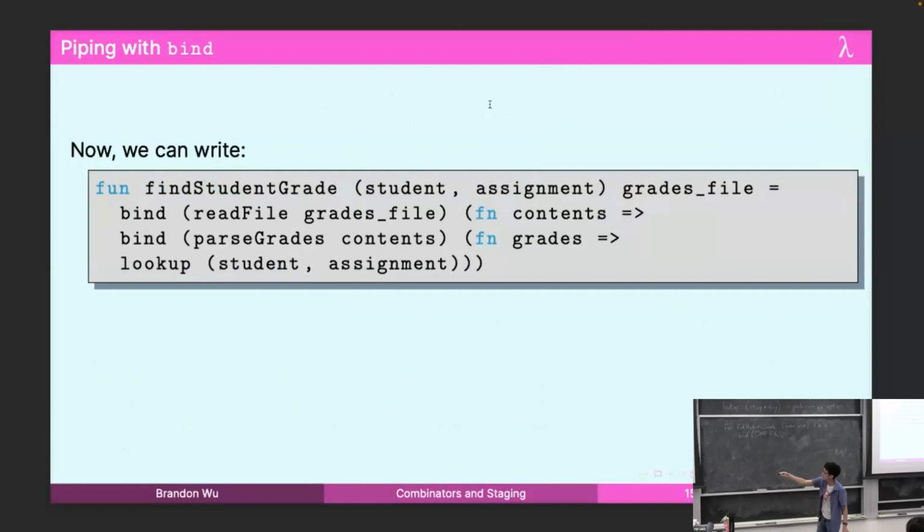I say, let me do read file on the grades file, which will return to me an option. Then I give it a lambda, which takes in contents, which are the contents of the grades file, and gives it to, what do I do? I do bind of parse grade. I parse the grades with the contents. Then I give a lambda that takes the grades and looks up the student assignment.